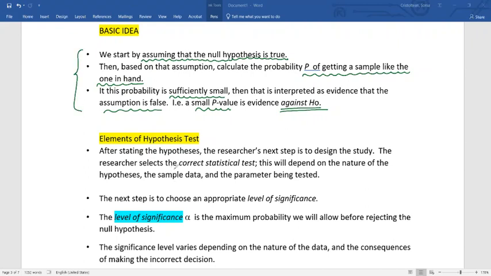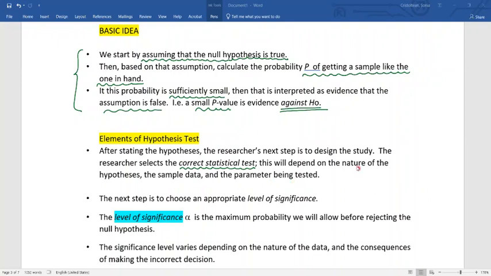So let's see. How do we set up the test? As I said, every test will be a step-by-step process. After stating the hypothesis, the researcher's next step is to design the study. The researcher selects the correct statistical test, and we'll learn about how to do that. This will depend on the nature of the hypothesis, the sample data, and the parameter being tested.